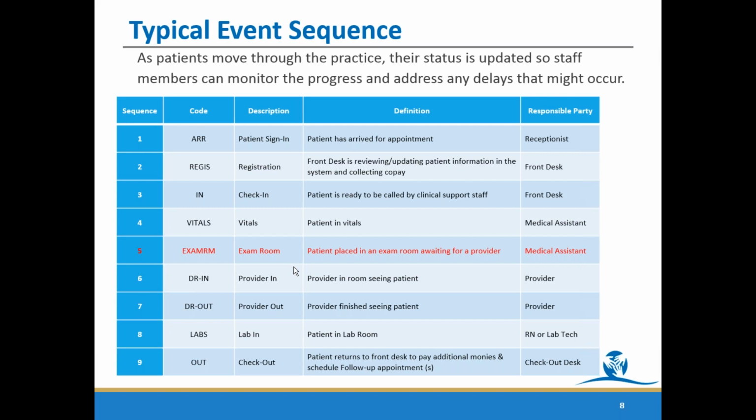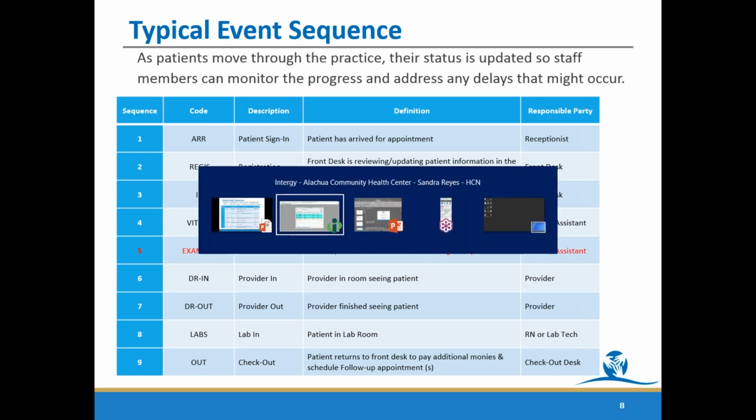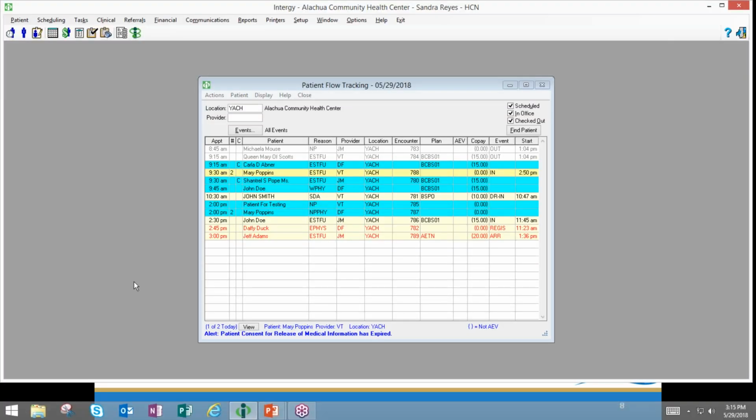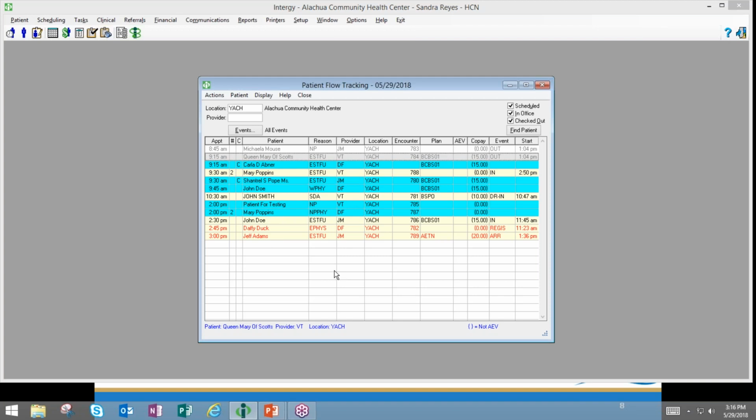Okay, so what does all this mean in the Intergy system? I'm going to go right now into the training data set. As you can see, this is what a usual patient flow tracking looks like throughout the day. And again, depending on the size of the center, this list can go all the way down forever. So this is what the patient flow tracking window looks like to you.